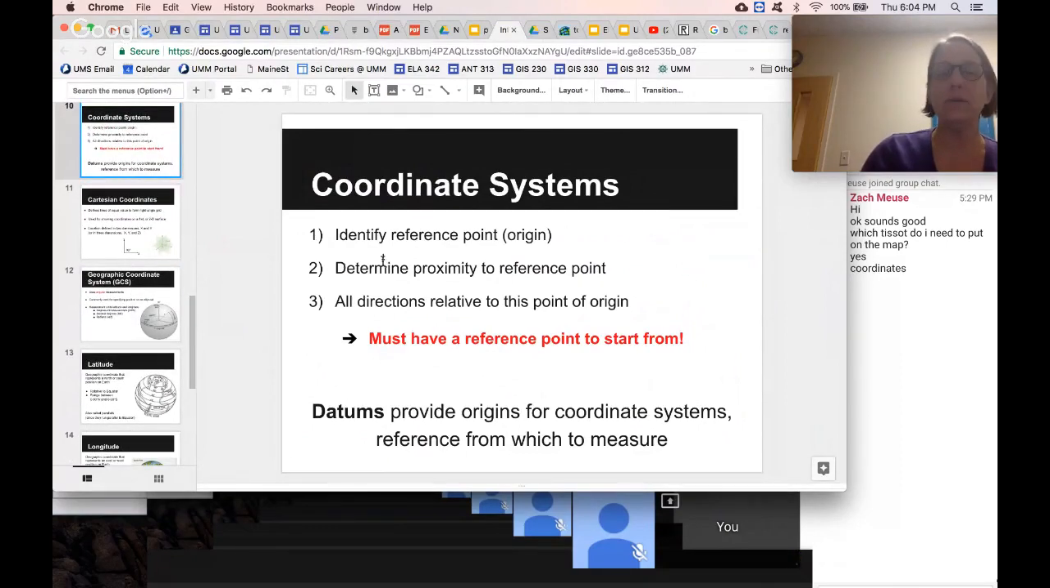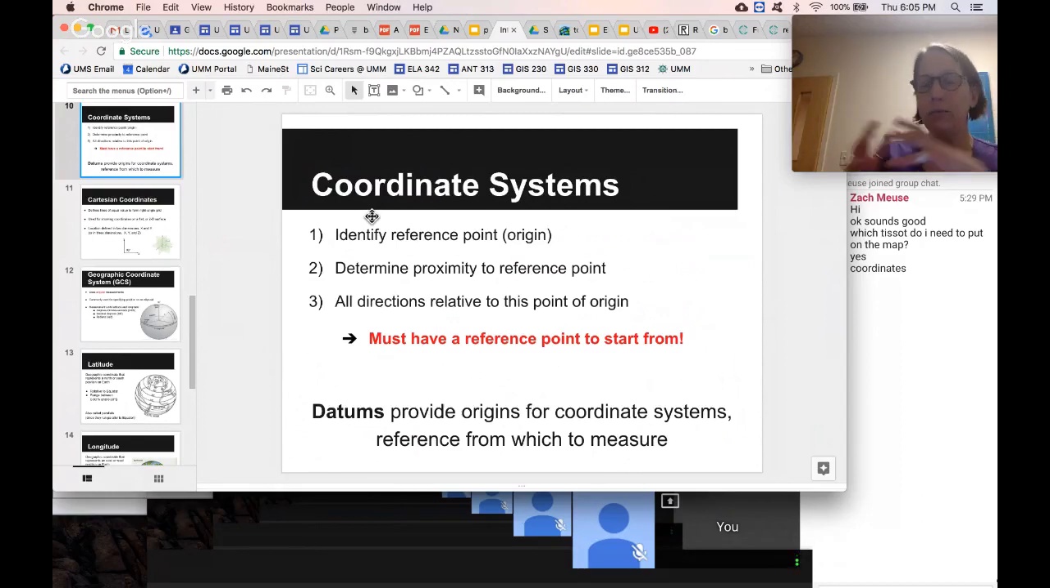Okay, so a coordinate system needs to have some key things. It has to have reference points, right? So an origin, that's your 0, 0 coordinate, like when you were making graphs in 4th grade. It's that place where the two lines meet, that's your 0, 0. So you need to have that reference point.